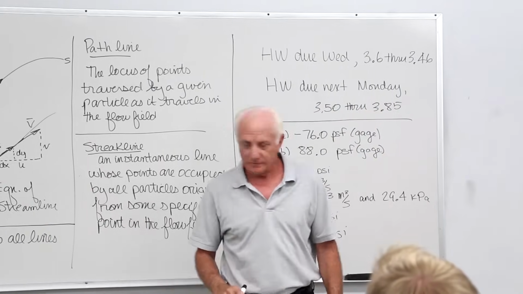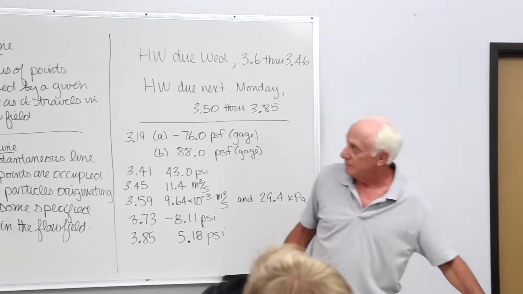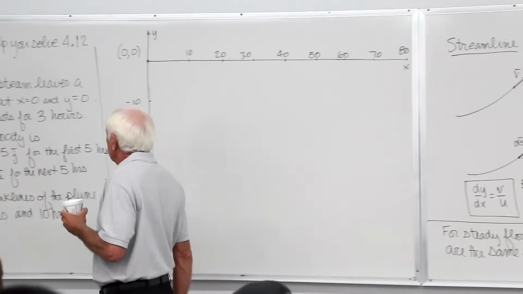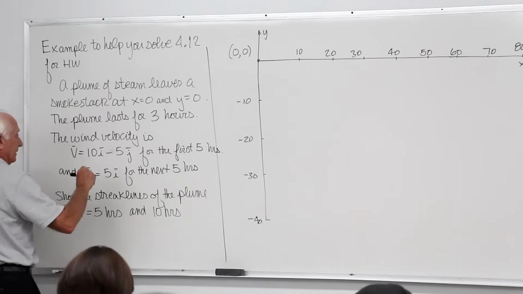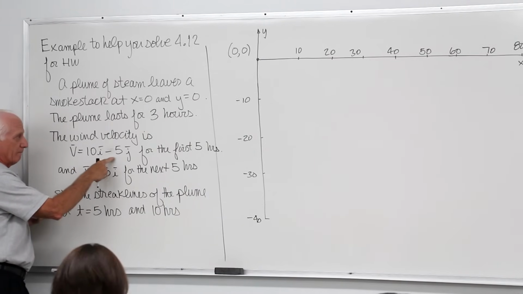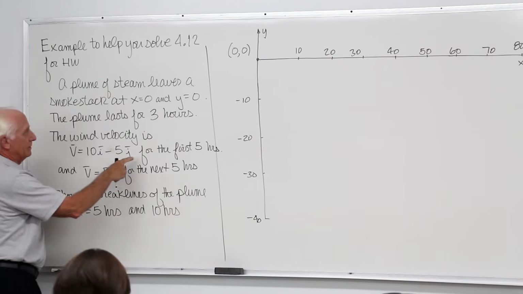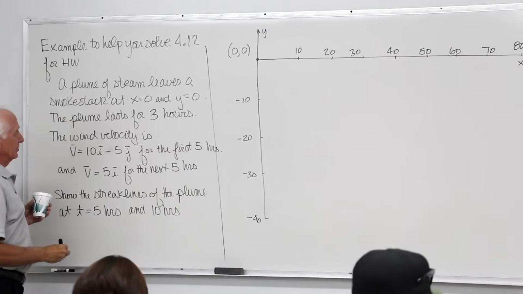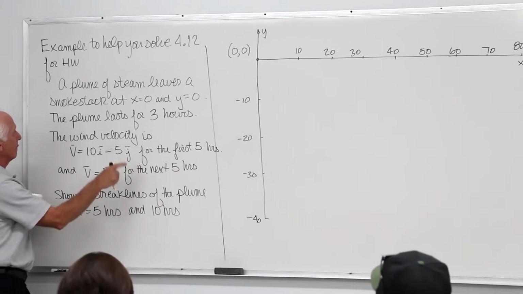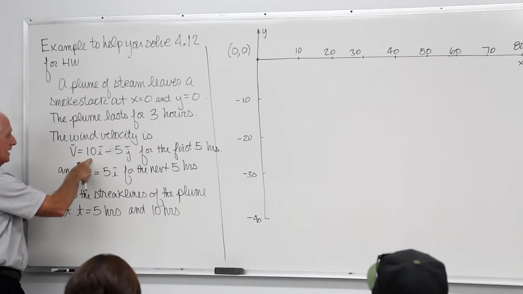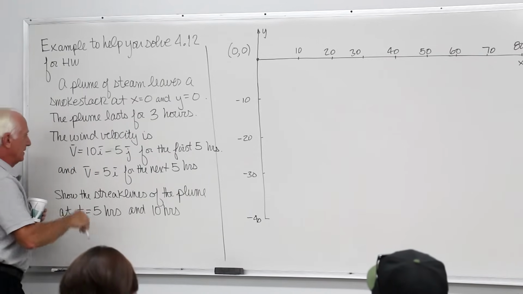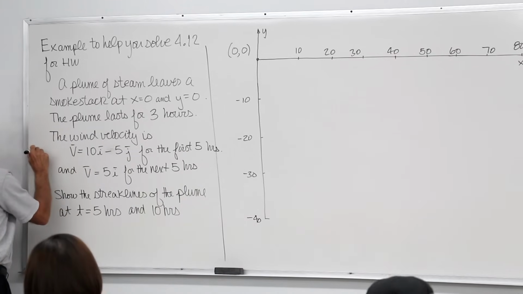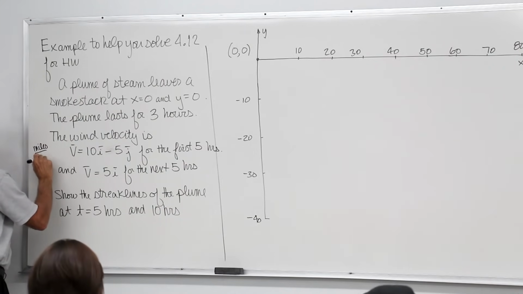Now the first fluid particle, in this case it's the steam, comes out and its velocity is this. Now, we're supposed to plot this after 5 hours. Okay. So the first fluid particle comes out. This is its velocity. By the way, this velocity is in miles per hour. That's the wind speed.